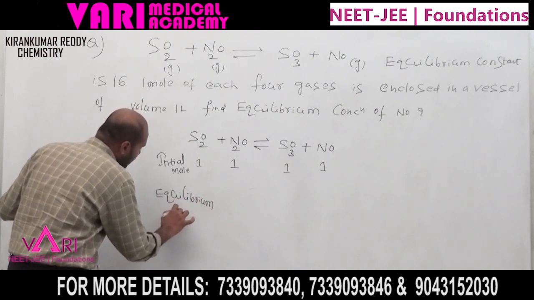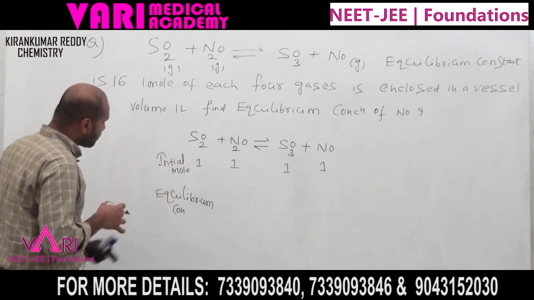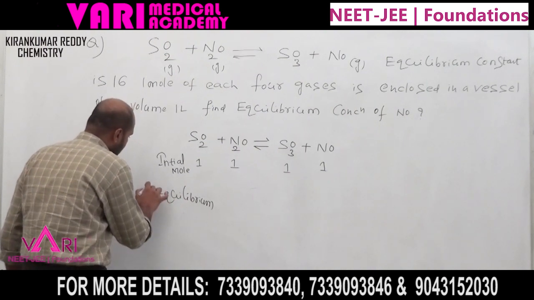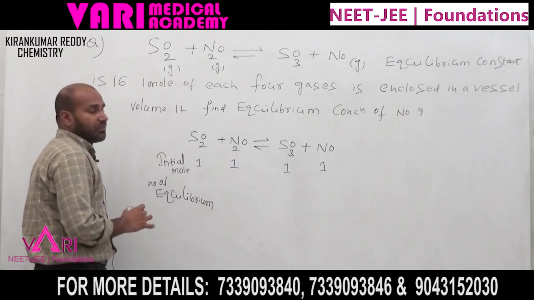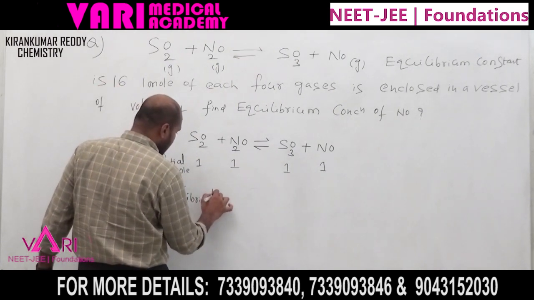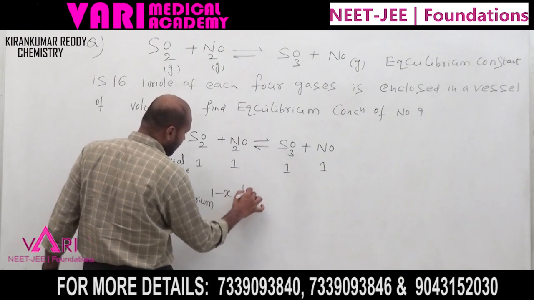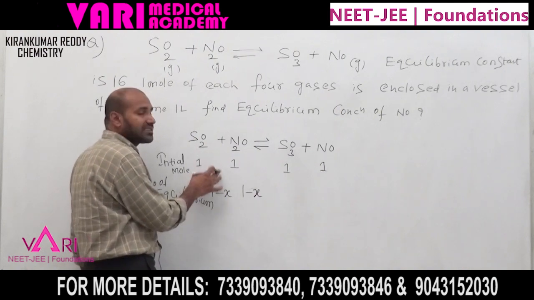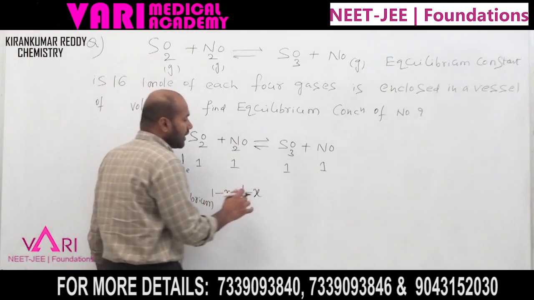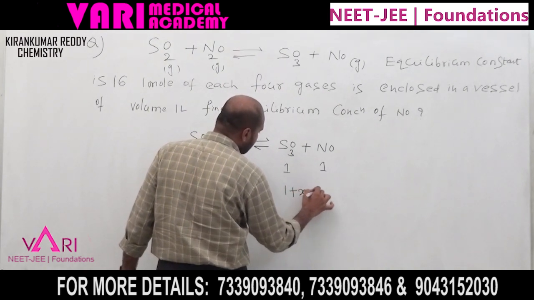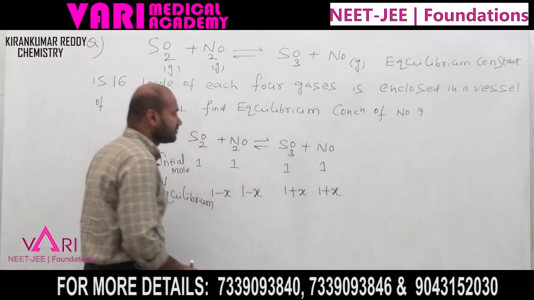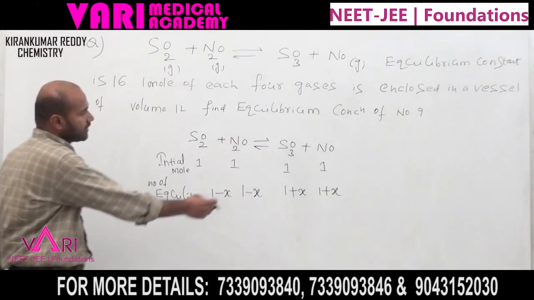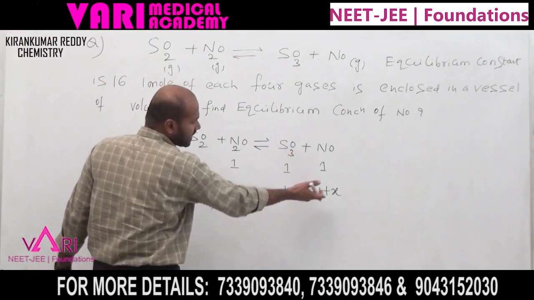What is the concentration at equilibrium? The number of moles at equilibrium: here 1 minus x moles, here also 1 minus x. Why am I writing minus x? Because the concentration decreases on the reactant side, and the product side concentration increases. So 1 plus x, 1 plus x. Understand? The number of moles at equilibrium for the reactants is 1 minus x, 1 minus x, and for the products SO3 and NO it is 1 plus x, 1 plus x.